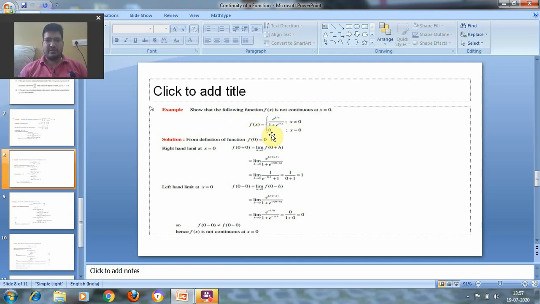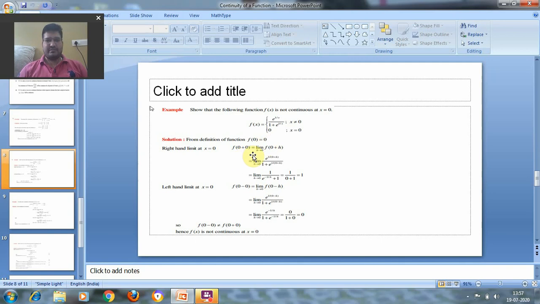So I repeat, f(x) = e^(1/x)/(1 + e^(1/x)) when x > 0 and x < 0, and f(x) = 0 when x = 0. Okay. So just check by the continuity definition. First, f(0) is 0.